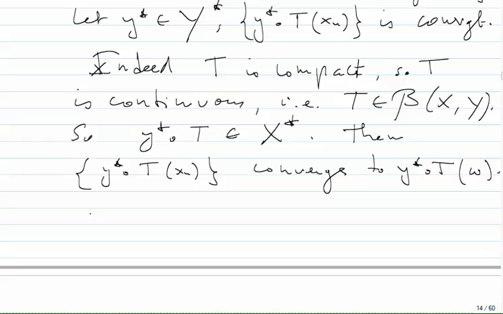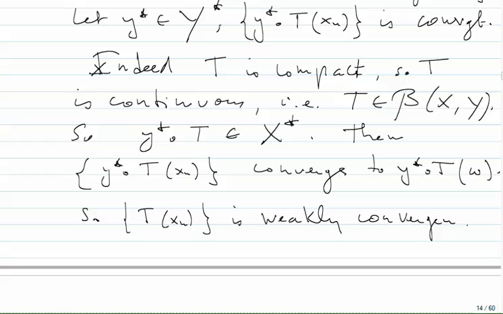So this tells me that the sequence T(x_n) is weakly convergent in Y to T(omega). Now, if T(x_n) is weakly convergent to T(omega), we're going to use the fact that T is compact.